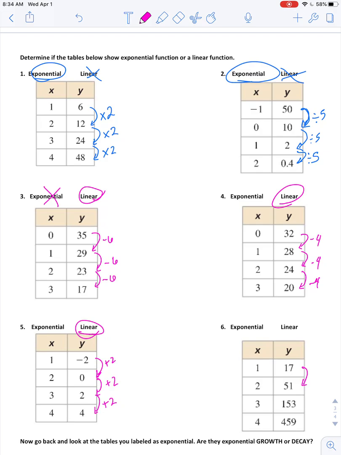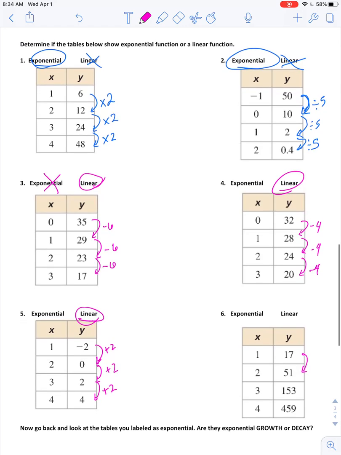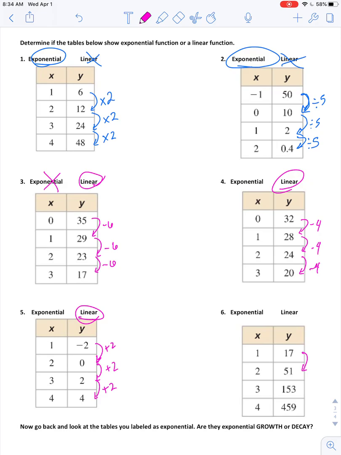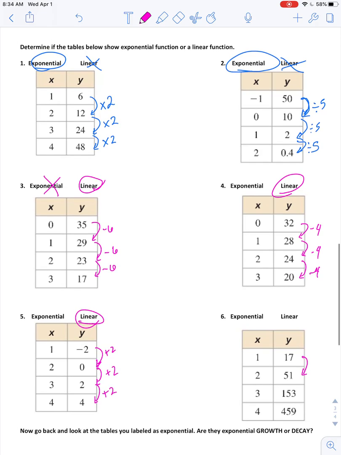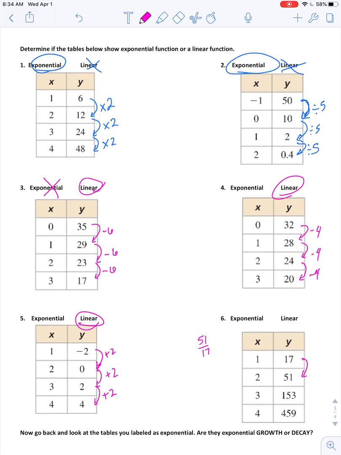And our last one here, 17, 51. I could add 34 rather, but I can tell pretty quickly that that's not going to keep working, that adding 34. So how else can I go from 17 to 51? Well, if you're not sure, you can always try dividing the two numbers and see if you get a nice whole number out of it.